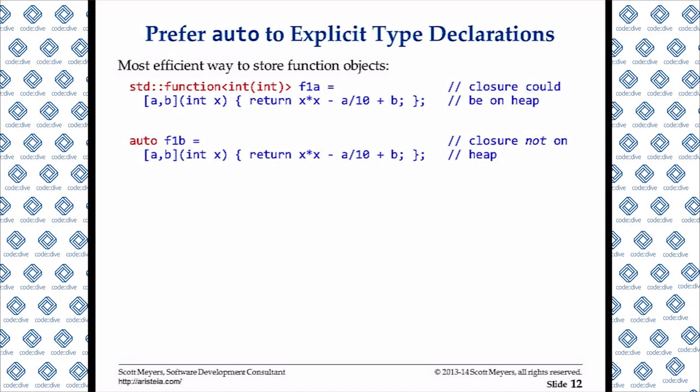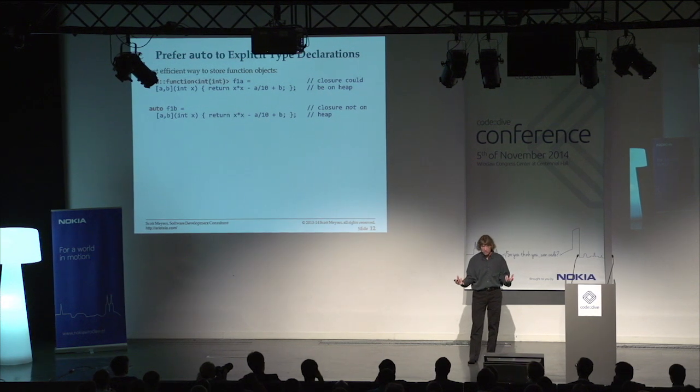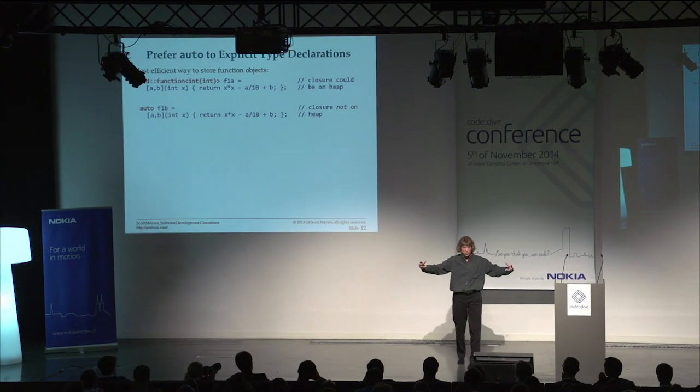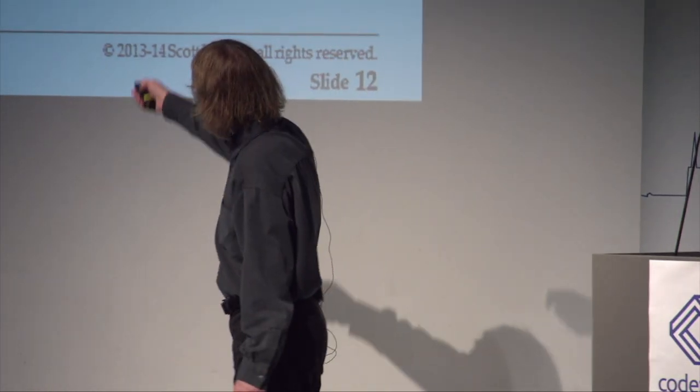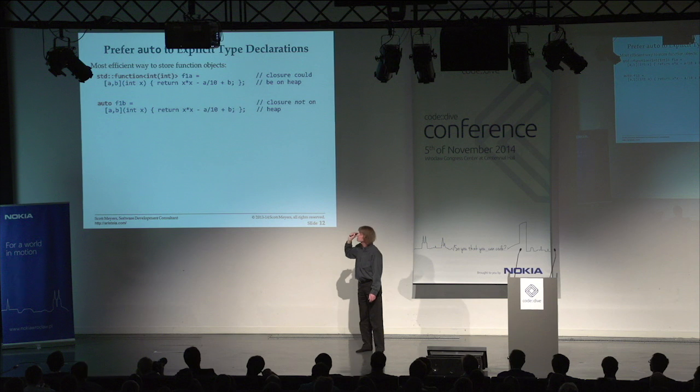Something else that's nice about auto, it is the most efficient way to store function objects. So this is a lambda expression in C++11. What I'm doing is I'm taking a variable x, I'm binding variables a and b, and I return the result of this formula here. Now, a lambda expression creates a callable object, something which acts like a function. If I wish to be able to store that object so I can use it later, maybe because I want to have a list of functions that should be called at some point in the future, or maybe because I want to store it in a data member of a class, I could store it in a std::function object. This is another thing in C++11. It's a generalized function pointer.